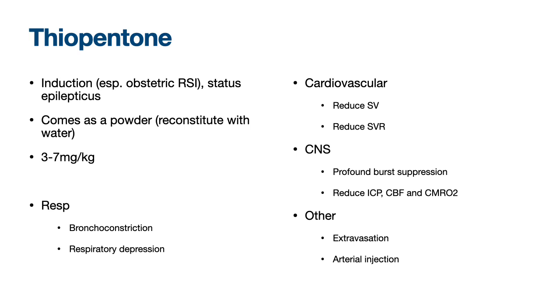What's different with thio compared to the other ones is you often get bronchoconstriction. There are some books that suggest you can get laryngospasm with it as well, and you get respiratory depression in the same way that you see with propofol. Similarly to propofol, you get a drop in your blood pressure, so a reduction in your stroke volume, a reduction in your systemic vascular resistance.